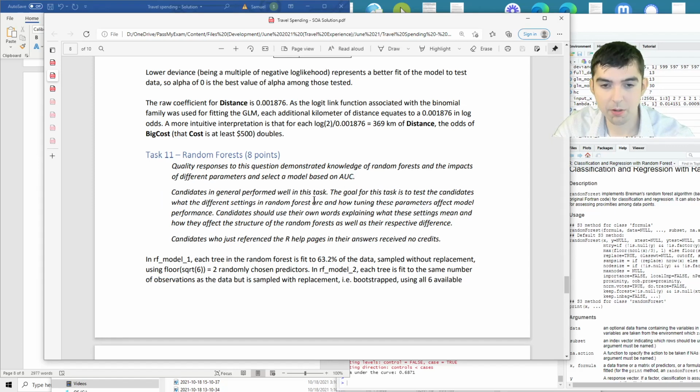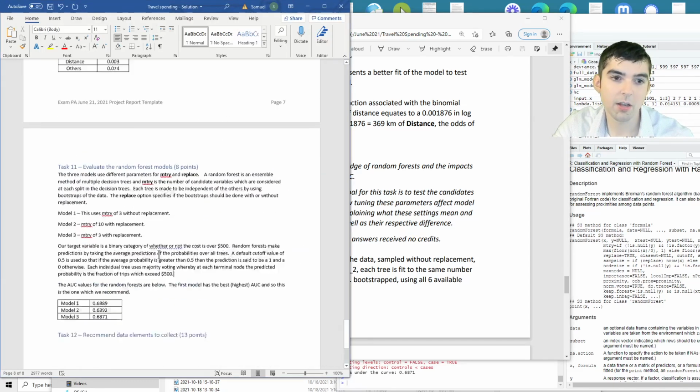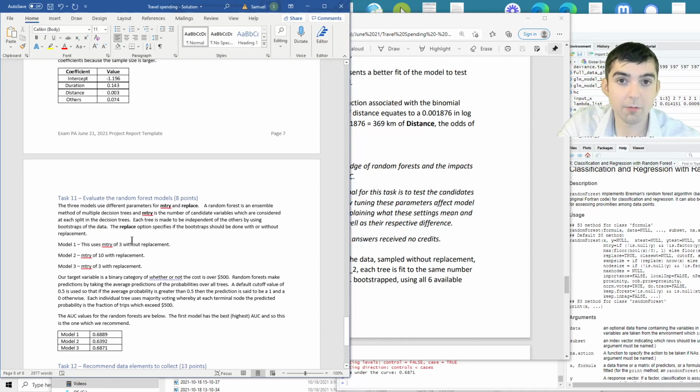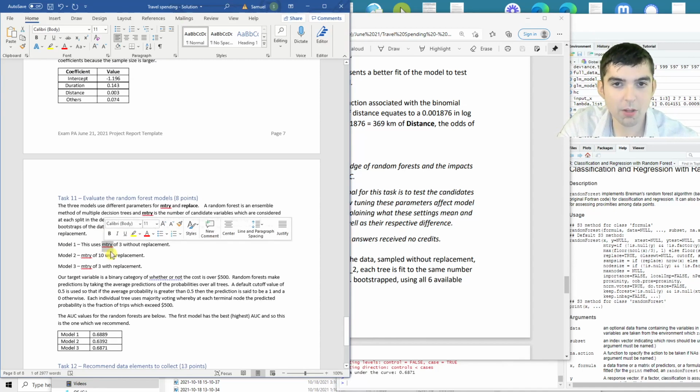Candidates in general performed well in this task. The goal of this task is to test what the different settings in random forest are and how tuning parameters affect model performance. Candidates should use their own words explaining what these settings mean and how they can affect the structure of the random forest, as well as their respective differences. Another part you could talk about is how mtry will increase the variance of the tree. If mtry is really high, you'll have more overfitting. If mtry is low, you'll have less overfitting.